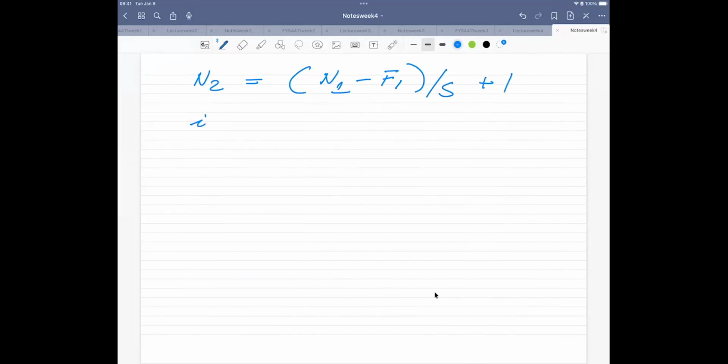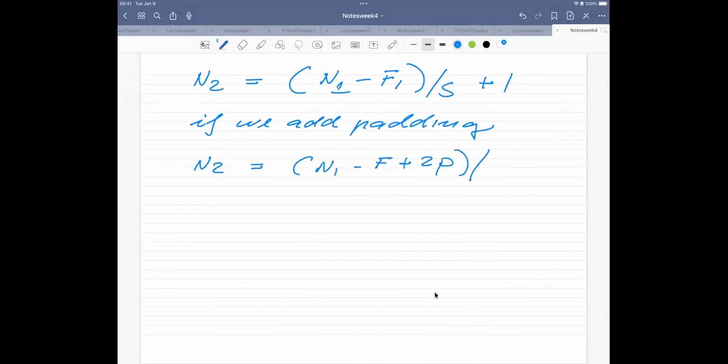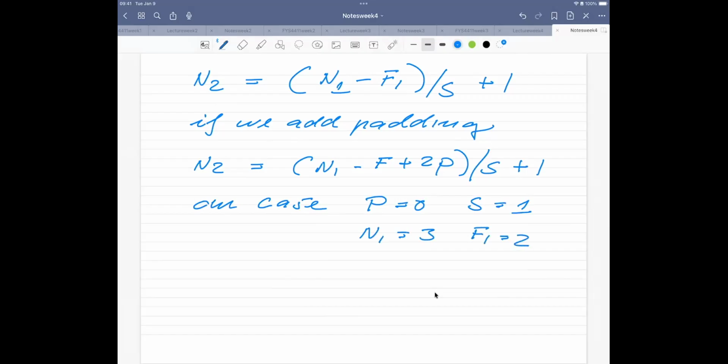So if you add padding, then N2 is going to be equal to N1 minus F plus 2 times the padding, divided by the stride, plus 1. It's actually pretty easy to see that this is the case. If you look at our case here, we have 0 padding, stride equal to 1, N1 equal to 3, and F1 equal to 2. If we put that in, we see easily that N2 is equal to 2 here.